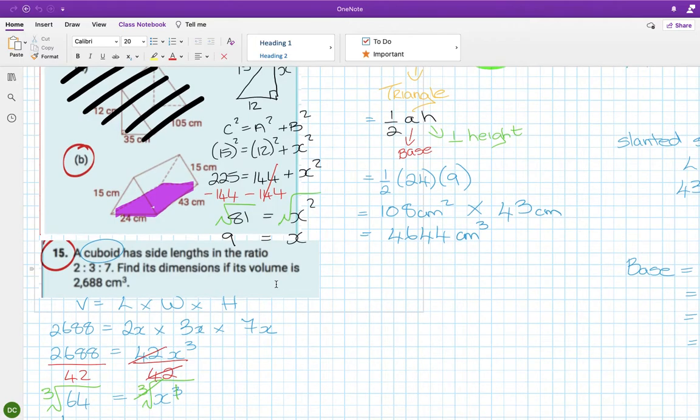So that is 4 centimeters. So essentially, if it's 2 is to 3 is to 7, the first side is 2 fours. Yeah, so that's the length. The width is 3 fours. And the height then is 7 fours. Okay, that's what I meant.